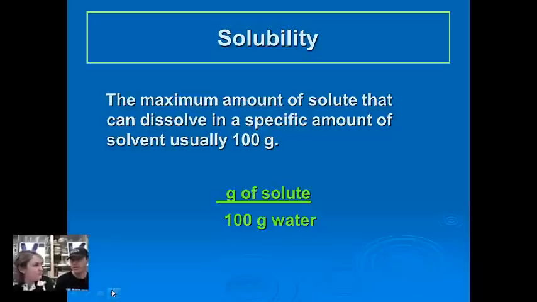So would water be the solvent? That's correct. The water is the solvent, what we put the solute in. I don't know why scientists don't come up with better names.